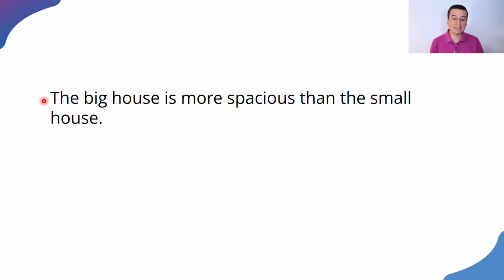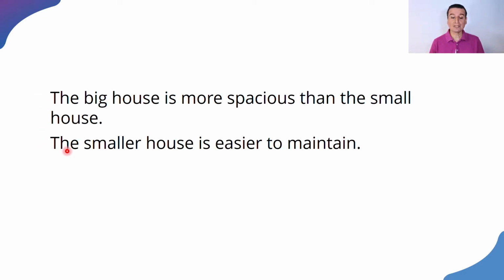All right. The first one is, the big house is more spacious than the small house. Simple comparison. More spacious than. All right. Listen to the pronunciation. The big house is more spacious than the small house. All right. Next. The smaller house is easier to maintain. It means that when you want to clean it, it's easier. Right? Just a simple sentence as well. I hope you have something similar. So listen to the pronunciation. The smaller house is easier to maintain.